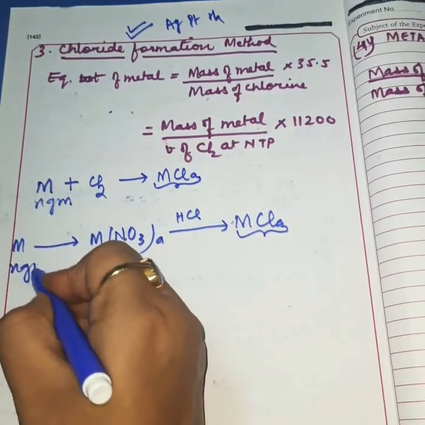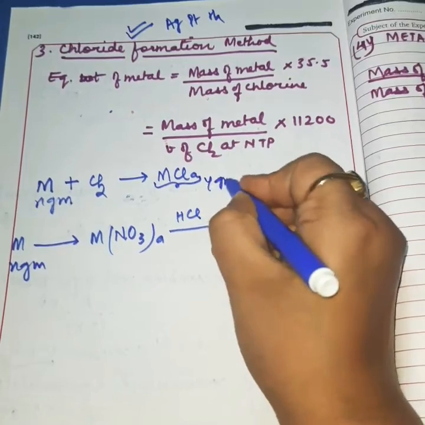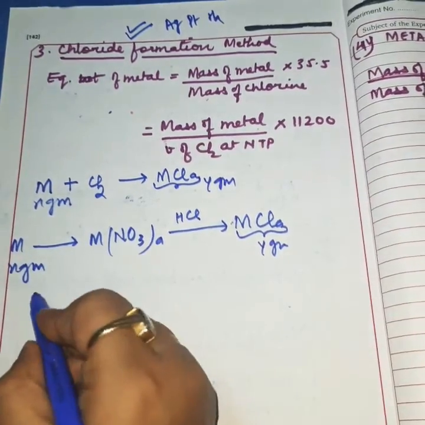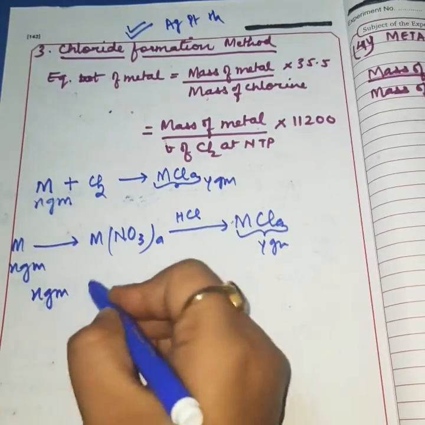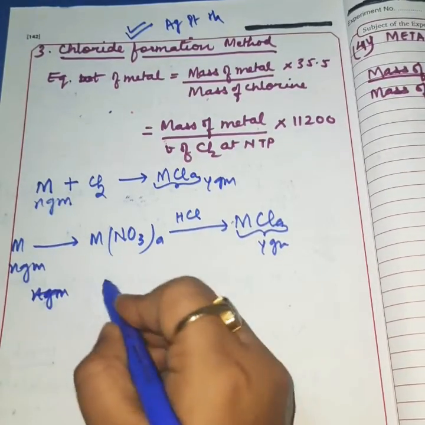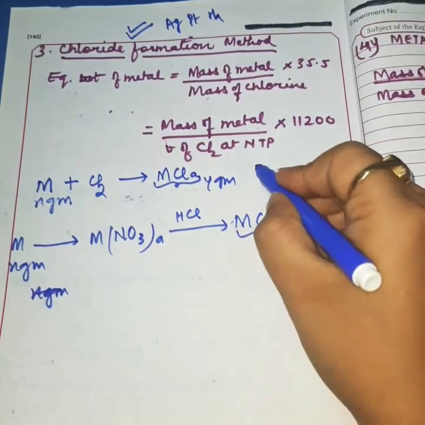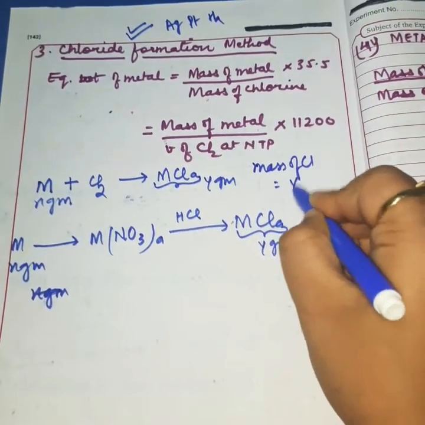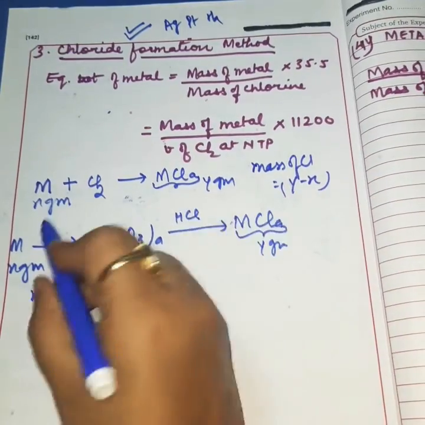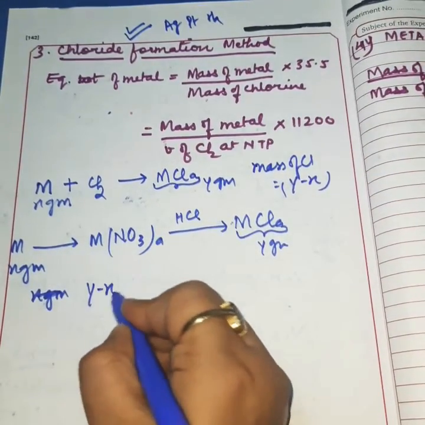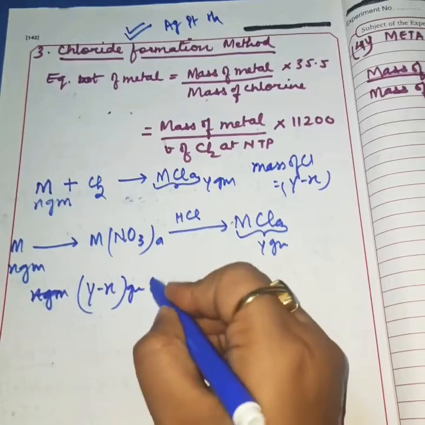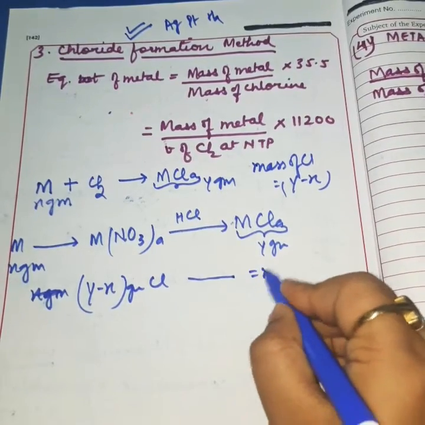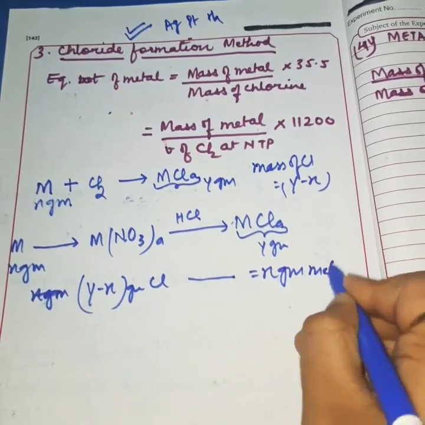Mass is how much? Y gram. Alright, so same way, exactly same technique. Now the mass of chlorine will be how much? Mass of chlorine will be Y minus X. We understand, no? So Y minus X gram chlorine combines with X gram metal.